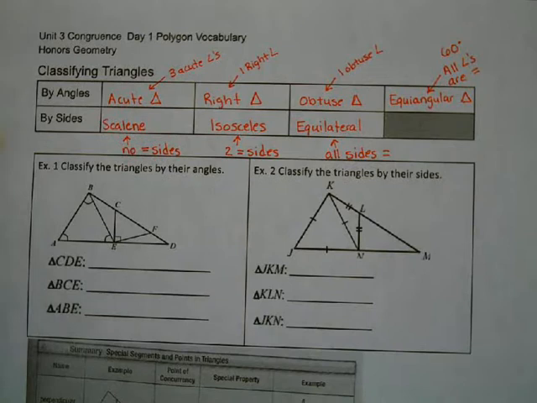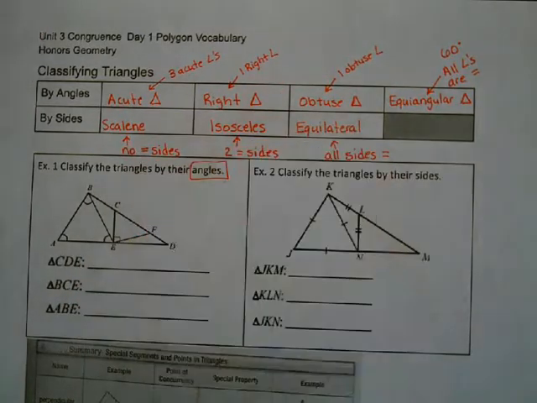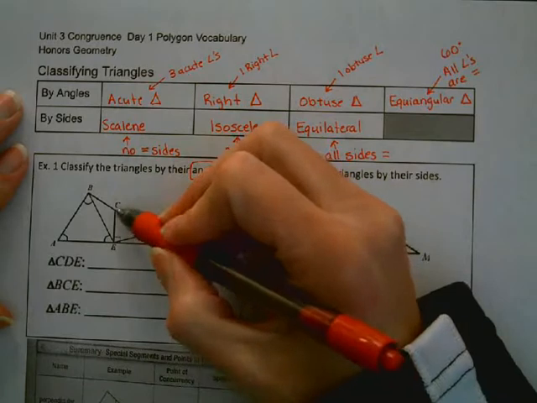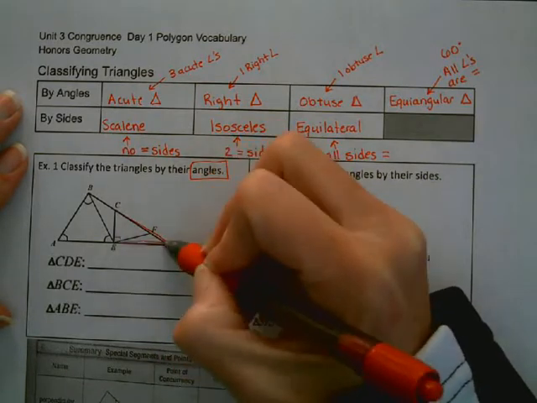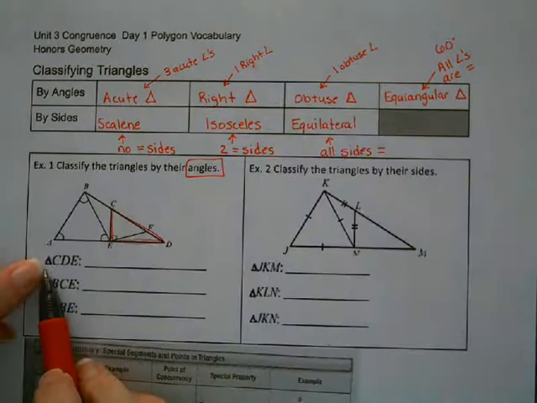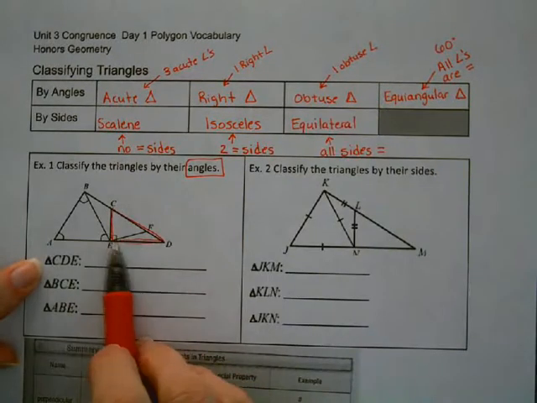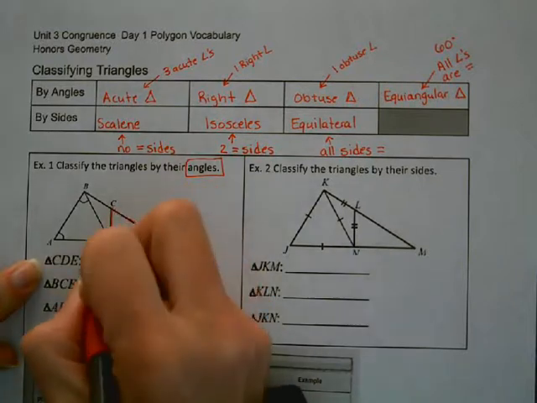So this first example says classify the triangle by the angles. Okay, so CDE. When you follow the letters, it creates a triangle. So CDE would be this triangle here. This is the triangle symbol in front of this. So triangle CDE has a little right angle in it, so we'll call that a right triangle.